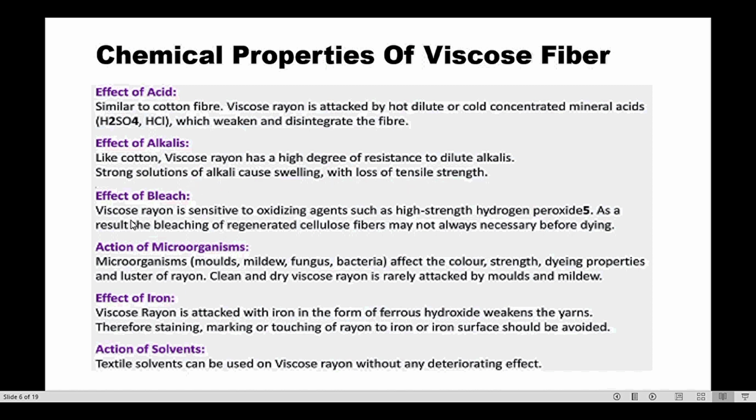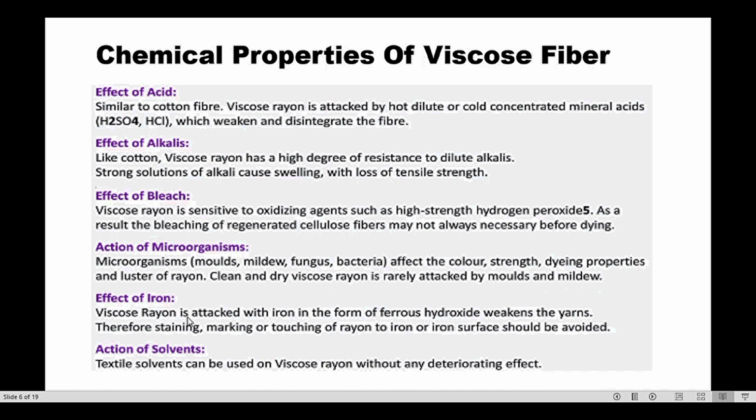Effect of bleach. Viscose rayon is sensitive to oxidizing agents such as high strength hydrogen peroxide. As a result, bleaching of regenerated cellulose fiber may not always be necessary before dyeing. Action of microorganisms: mildews, fungus, and bacteria affect the color, strength, dyeing property and luster of rayon. Clean and dry viscose rayon is rarely attacked by molds and mildews.